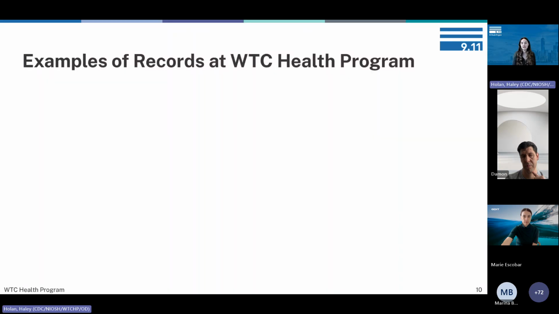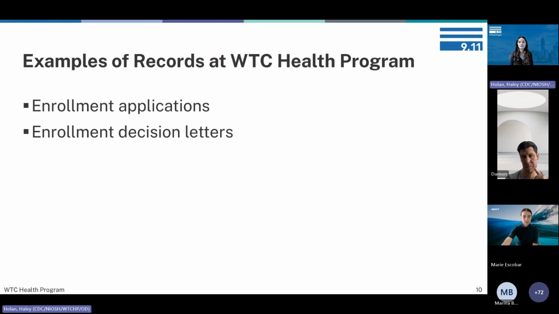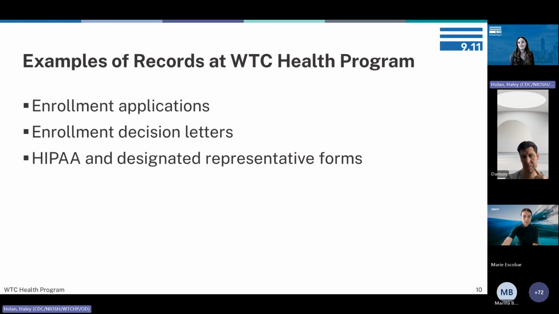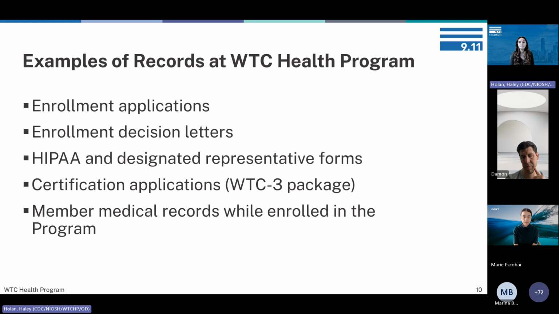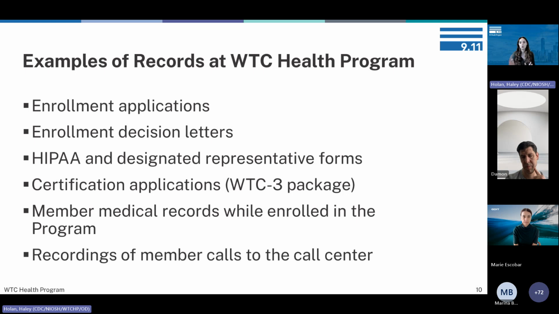Here are a few examples of records that you might encounter while working for the program. This is not an exhaustive list, but it's a good way to get an idea of what you might come across. So enrollment applications and any supporting documents would be considered federal records. Enrollment decision letters, HIPAA and designated representative forms, the entire certification package, so that WTC3 package, would be considered a federal record, and then also member medical records while they're enrolled in the program. And lastly, even things like recordings of member calls to the call center would be considered federal records.